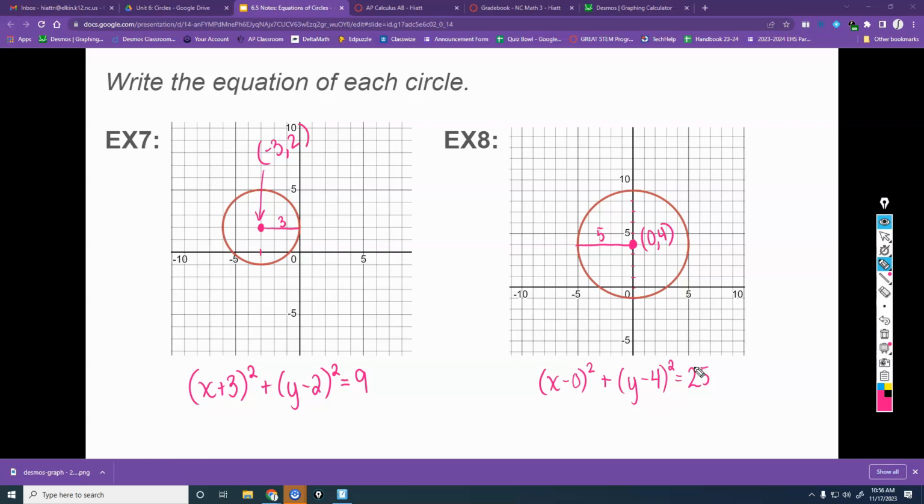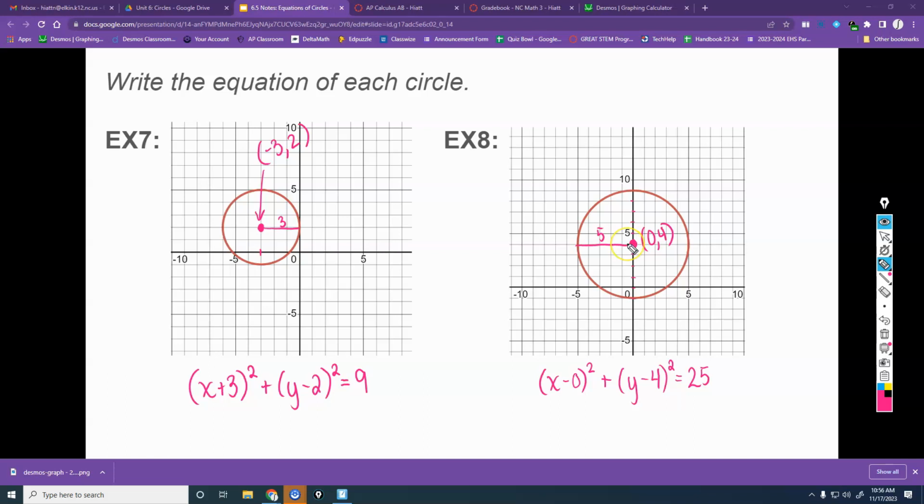It has to do with when we shifted those graphs up, down, left, and right, and when things were inside of the parentheses, it went the opposite direction. So it's related to that idea, because when we put a negative into the parentheses, it's actually going to make it go to the right. 5 squared. You take your radius and square it.